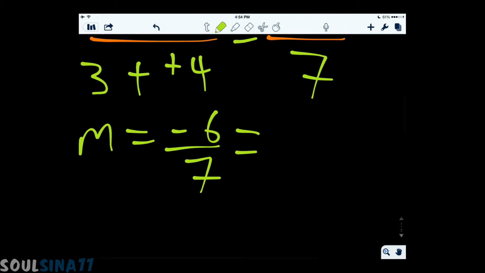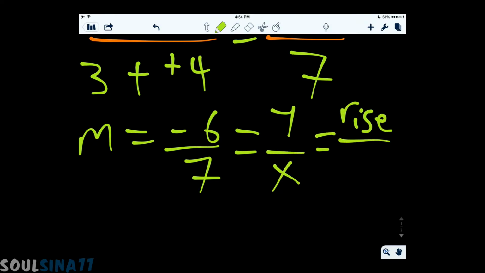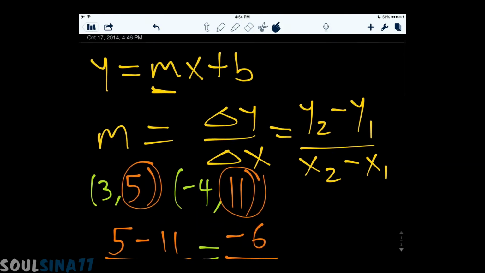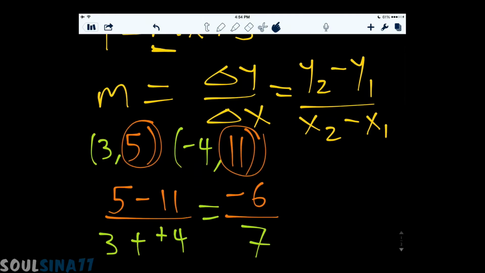Do remember, this is y over x, which is rise over run. I'm sure we all remember this, but just in case we forget, this just means rise over run. So that's pretty much what slope is. I'm sure most of you know that because you've come to pre-calc or calculus. Great. Now let's talk about derivatives.